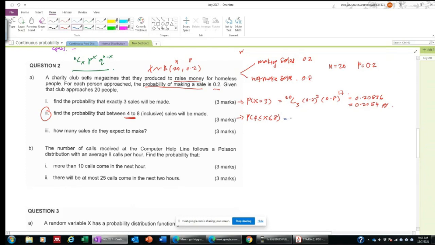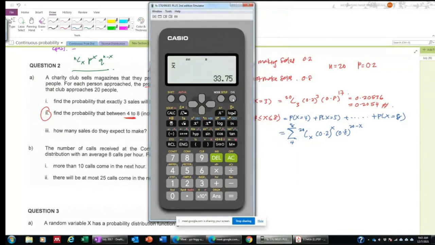So probability of 4 to 8 is probability of x equal to 4 plus probability of x equal to 5 plus until probability of x equal to 8, right? So what we can do is, by using a calculator, we put the summation sign here, from 4 to 8. So 20 choose x, and then 0.2 power of x, 0.8 power of 20 minus x, right? So include in the calculator.